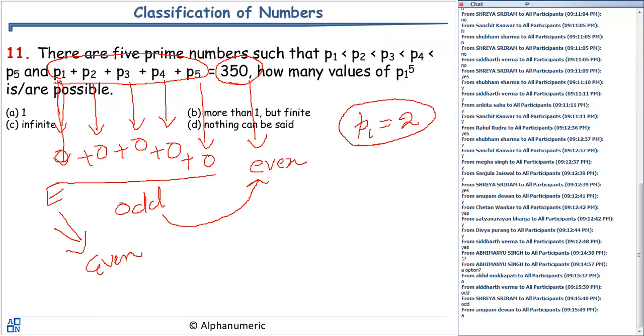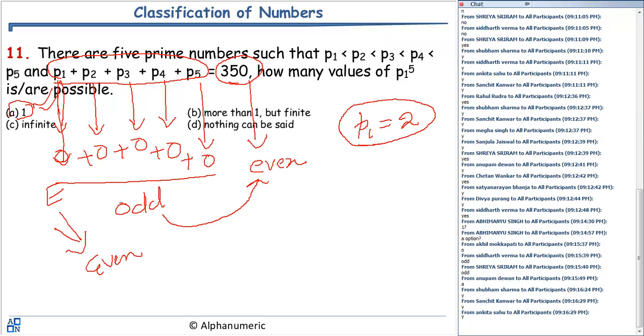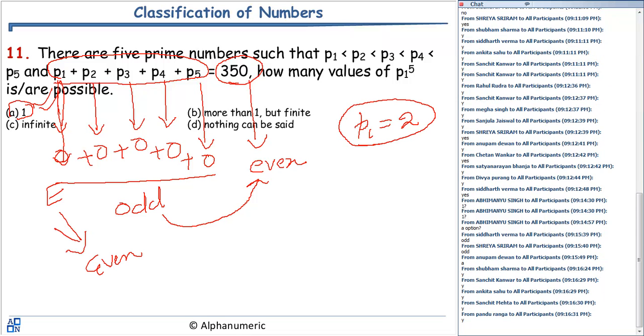So there is one value of P1. So P1 raised to power 5 has also got one value. So the answer is option A, that is 1. Is it clear to all of you? The answer will be option A. So can we move to the next question now? Great. So I'm moving to the next question.